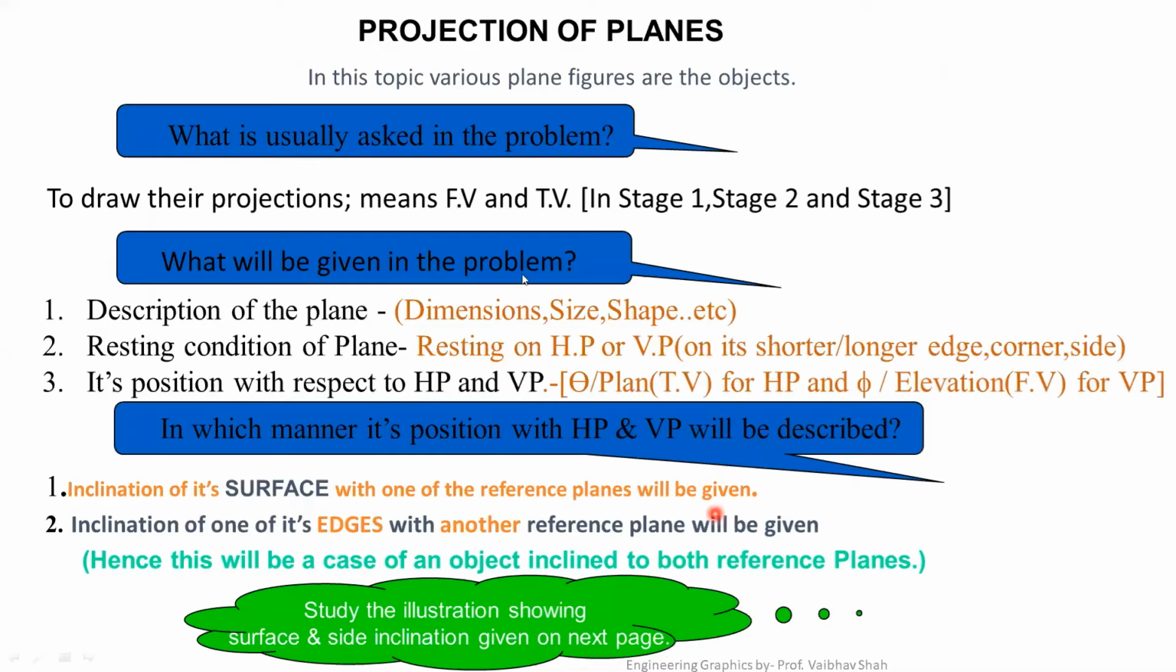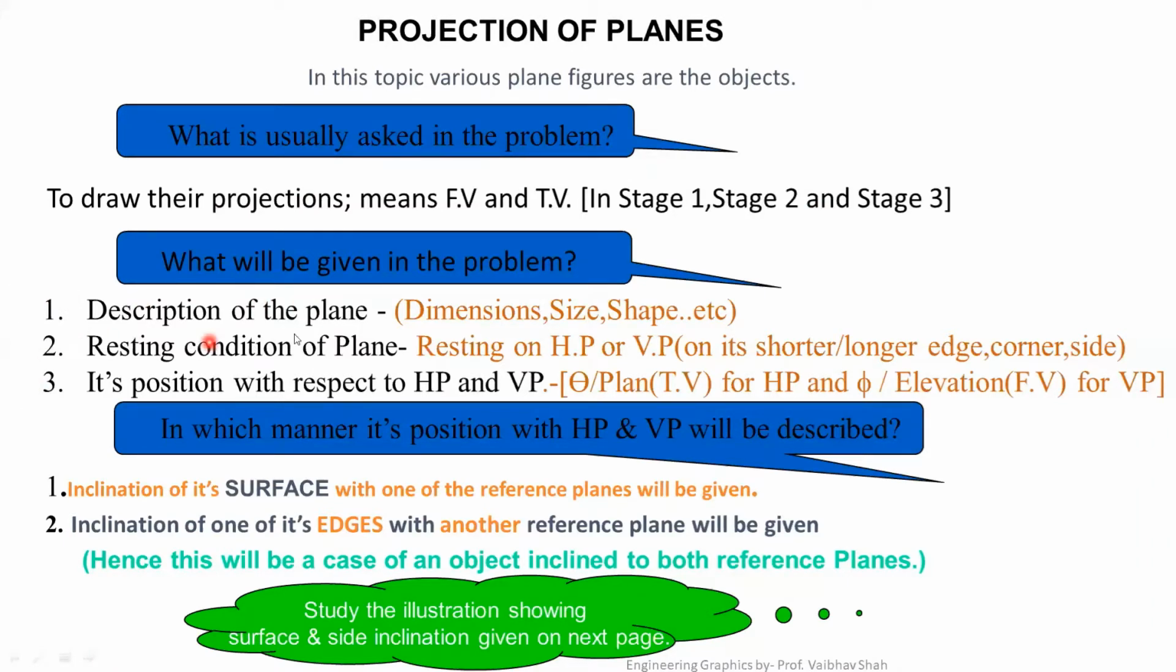So now, in projection of planes, we'll be dealing with plane figures which are our subjects or our objects. Now, what is usually asked in the problem? We have to draw the projection of these planes, means their front view and top view in stage 1, stage 2, and in stage 3. Now, what will be given in the problem? So these three items would be given in the problem.